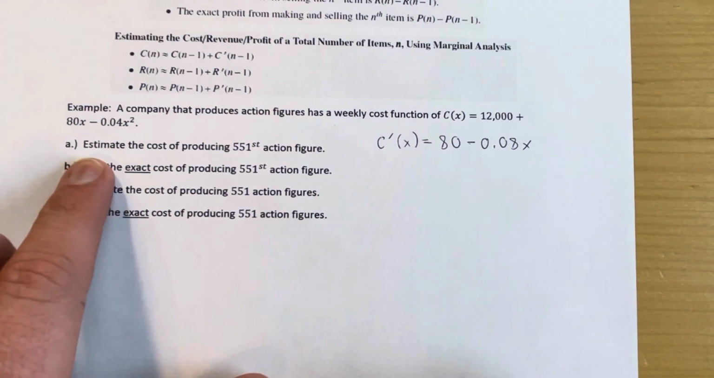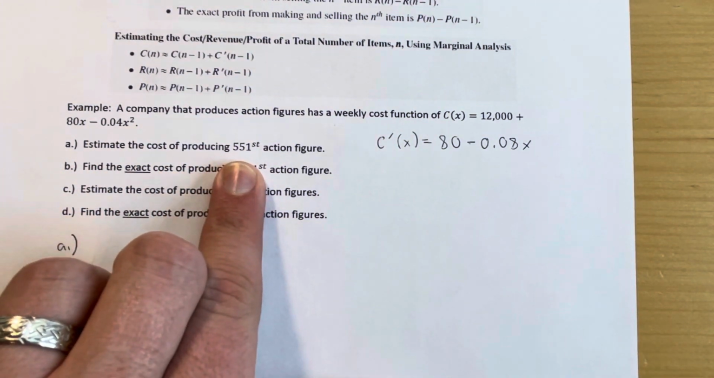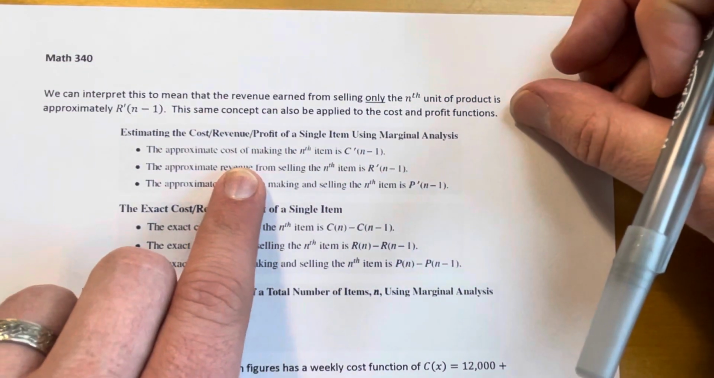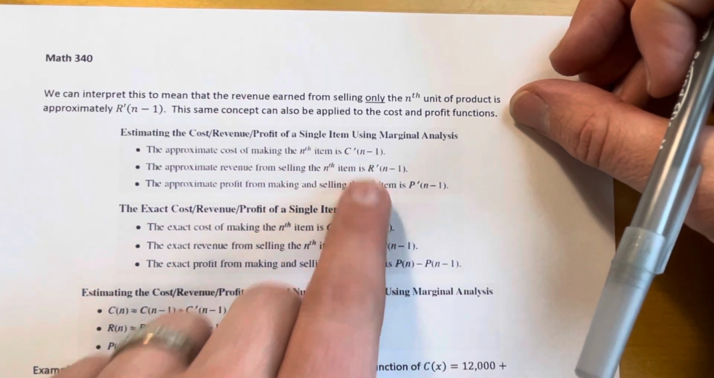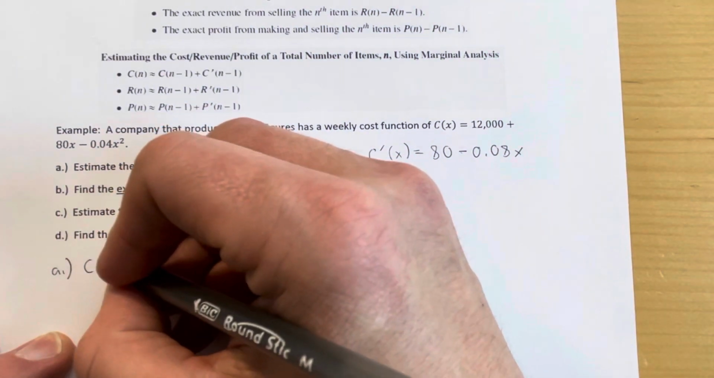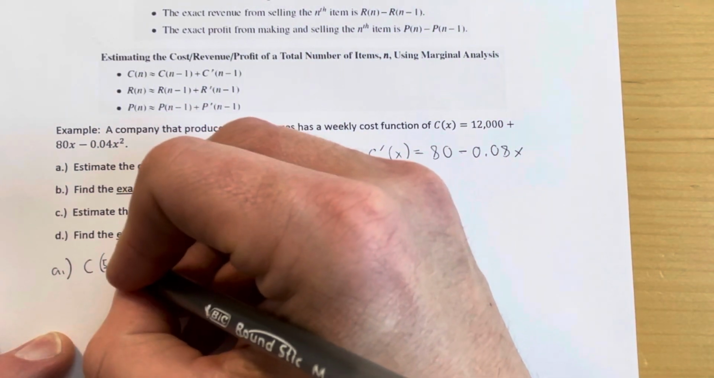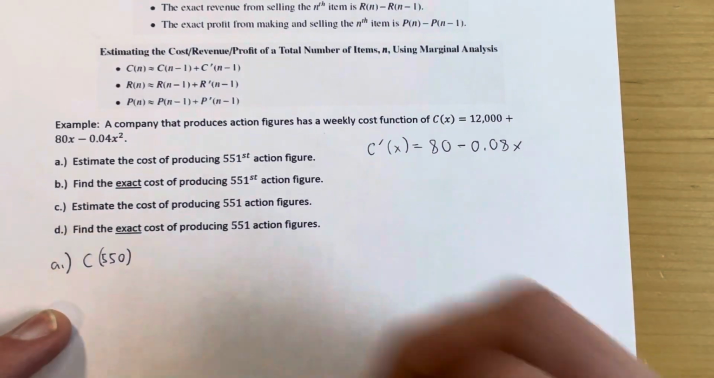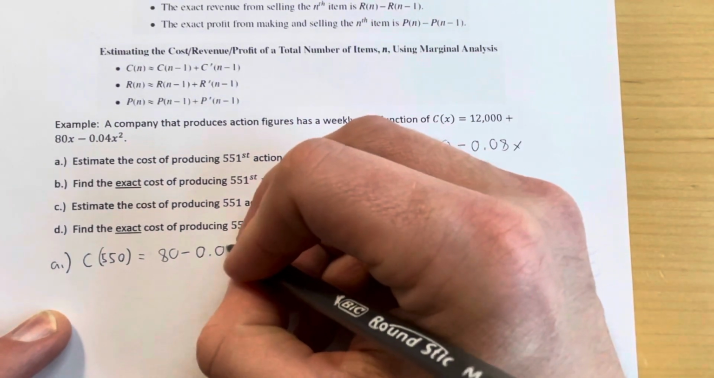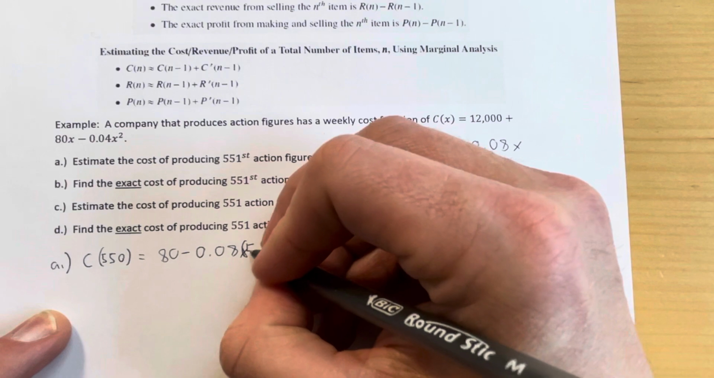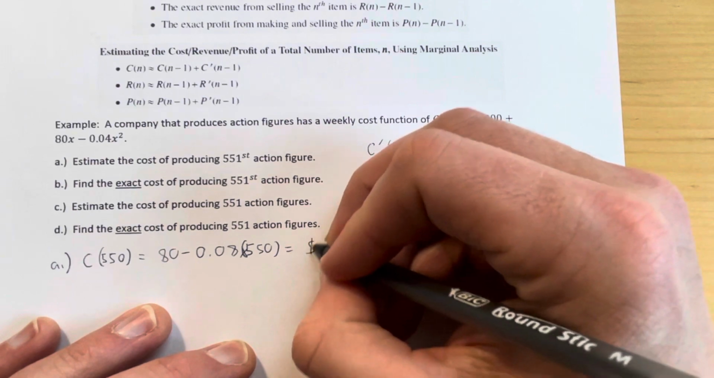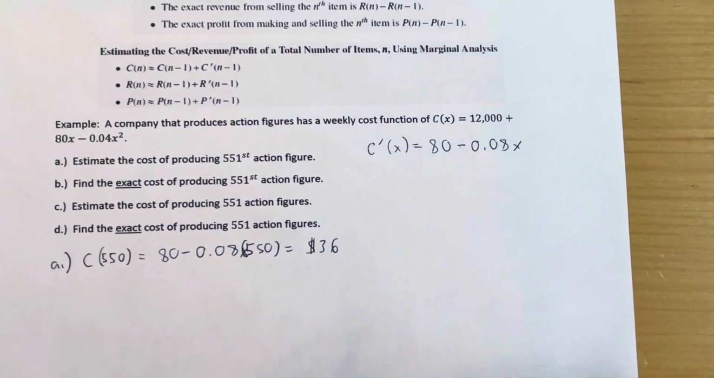Now, I want to do 4 things. Estimate the cost of producing the 551st action figure. So that's this very first thing right here. To estimate that cost, I find c prime of n minus 1, where now n is equal to 551. That is, I want to find c prime of 550. That's 551 minus 1. That's literally just 80 minus 0.08x, where x, sorry, I meant to plug that in, is 550. That goes into a calculator. You get $36. That's the cost of that 551st action figure.